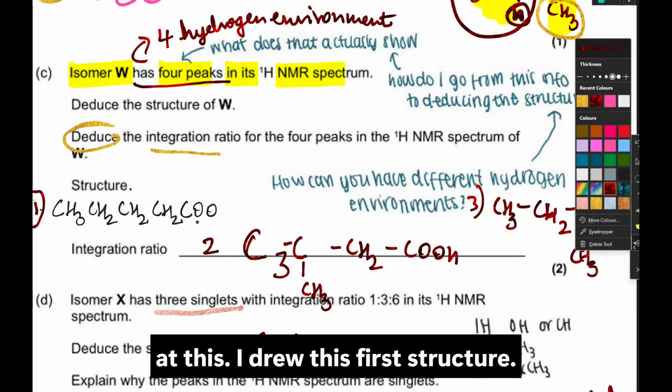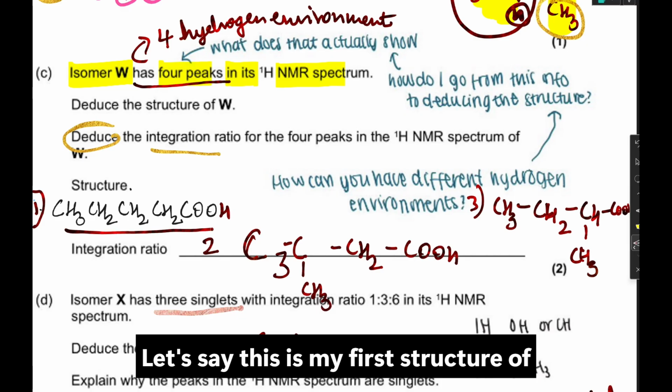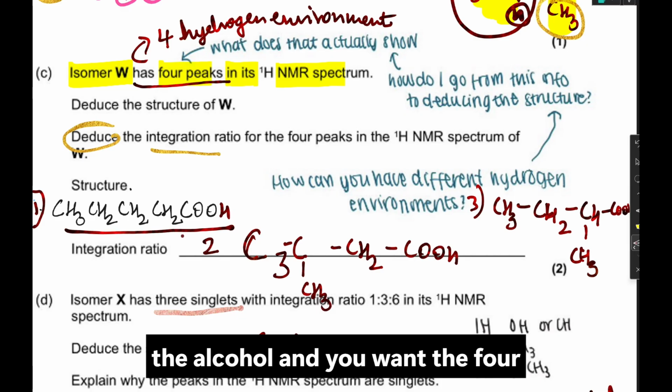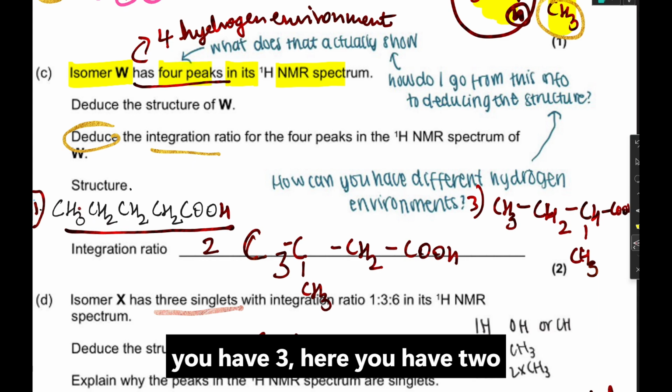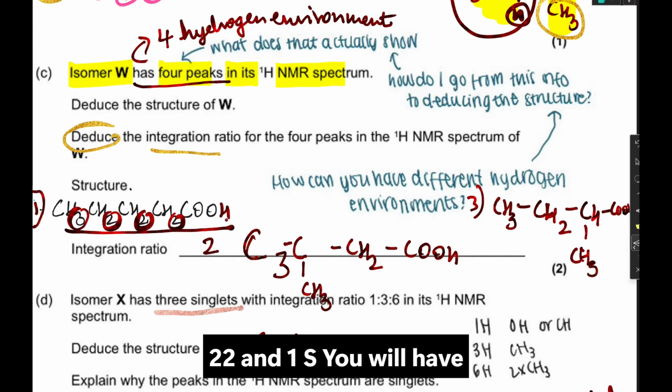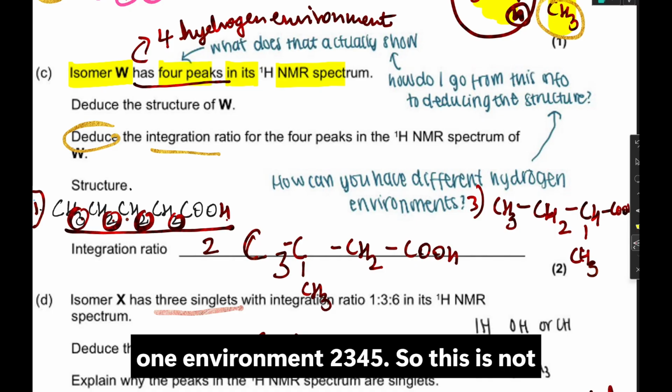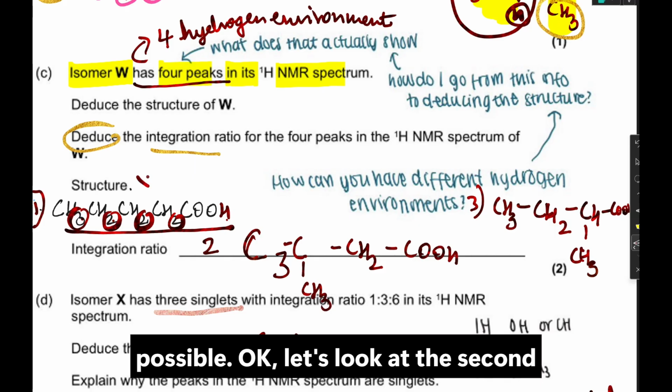Okay, so let's look at this. I drew this first structure. Let's say this is my first structure of the alcohol, and you want the four different hydrogen environments. Here you have three, here you have two, two, two, and one. So you will have one environment, two, three, four, five. So this is not possible.